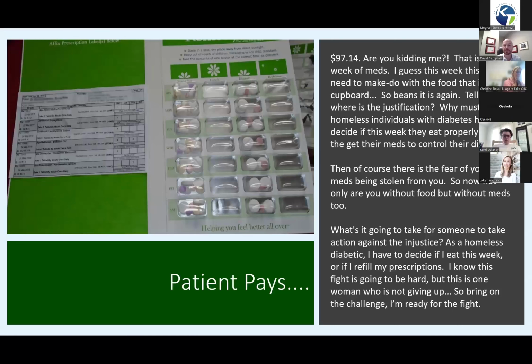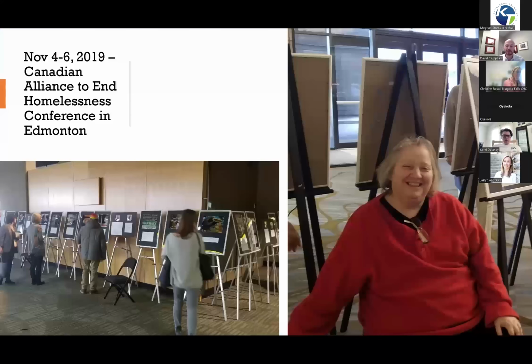mobilization efforts. We were able to take these photographs on the road. We had art exhibits or photo exhibits shown across the country. This is at the Canadian Alliance to End Homelessness Conference in Edmonton.